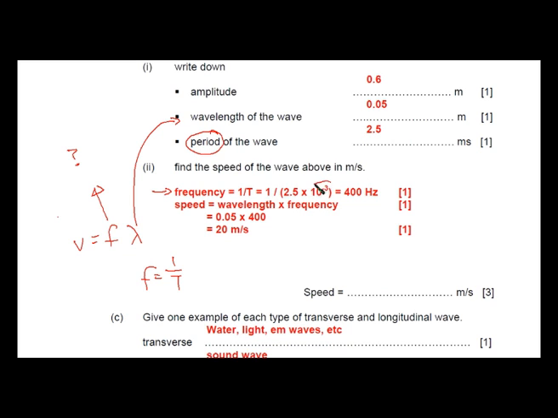Why is it 10 to the power of minus 3? Because it's milliseconds. We have to change it back to seconds, so we have to times 10 to the power of minus 3, and this will give you 400 hertz. After you have found the frequency, we can just substitute in the values. The frequency is 400, wavelength is 0.05, taken from here, and when you multiply both together, you get 20 meters per second. So the speed is actually 20 meters per second.